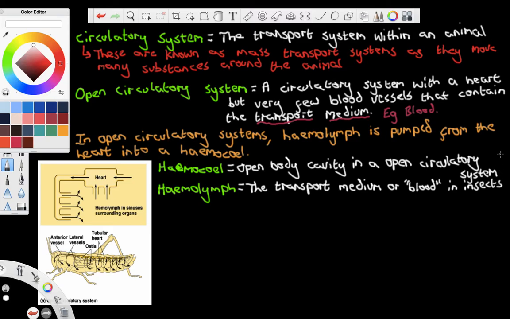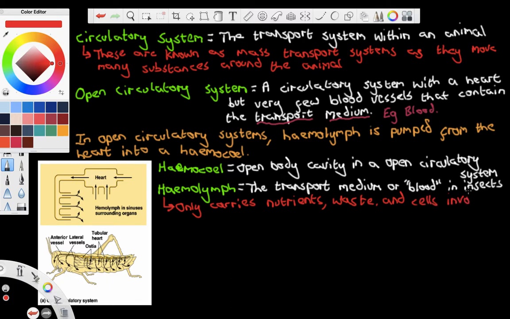Now, in insects, the hemolymph only carries nutrients, waste products, and cells involved in immunity. So, only carries, I'm going to put in red, it's important, only carries nutrients, waste, and cells involved in immunity.